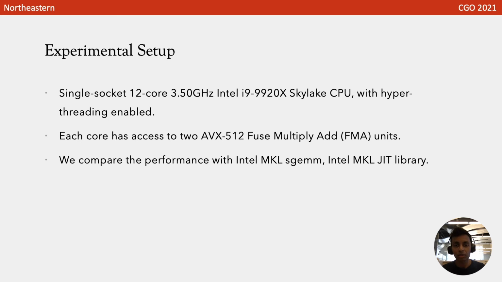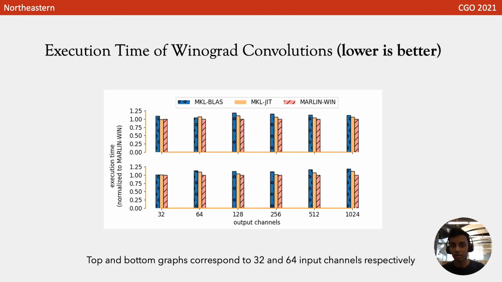So we compare the performance of Intel MKL SGEMM, which is the traditional BLAS library, and also Intel MKL JIT API, which is the new just-in-time compilation GEMM. So in this graph, we can observe the normalized execution time for traditional MKL SGEMM, MKL JIT, and our solution Marlin. The top and bottom graphs correspond to 32 and 64 input channels. So we can observe a performance gain of 1.12 times over MKL and 1.05 times over MKL JIT for 32 input channels. And for 64 input channels, we can observe a gain of 1.1 over MKL and 1.04 for MKL JIT.